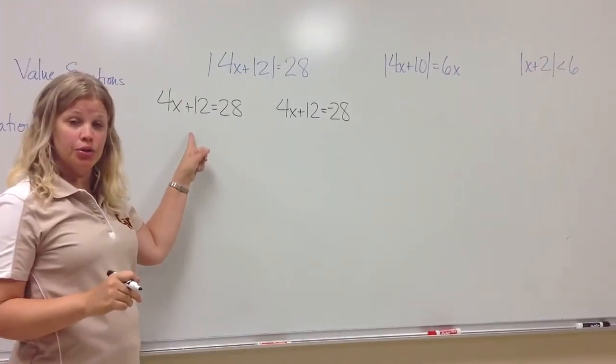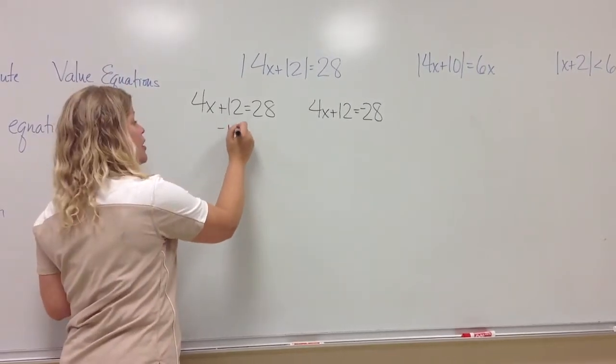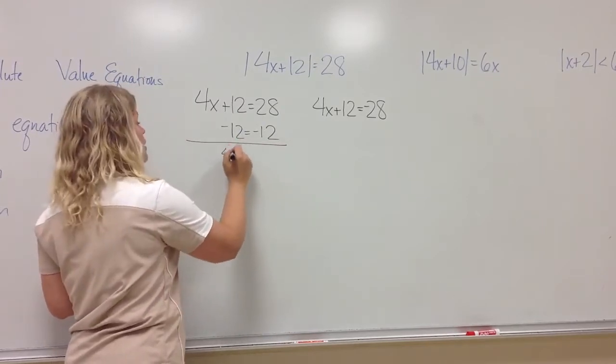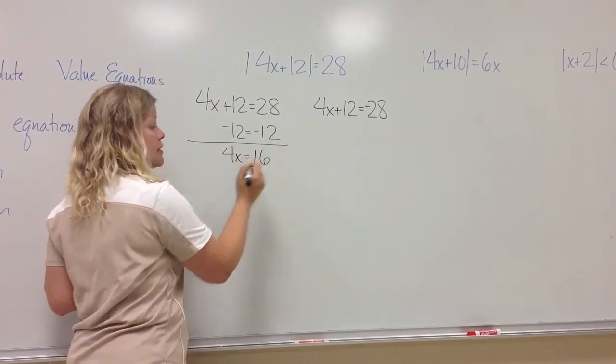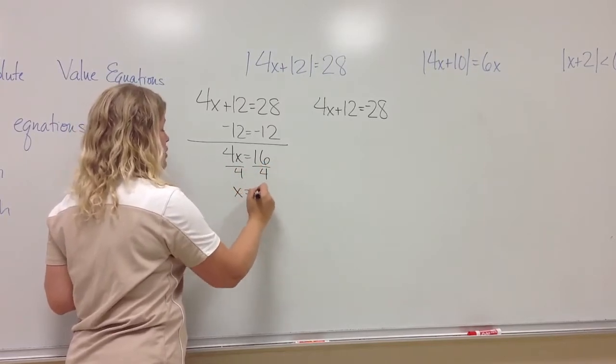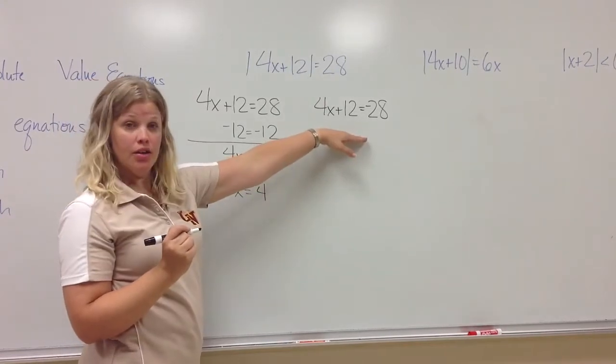Now we need to solve them. So, what do we do here? I hope you're getting pretty comfortable with this. We're going to subtract 12 from each side. We get 4x equals 16. Divide each side by 4, and you get x equals 4. Excellent. Let's go on to the other one.